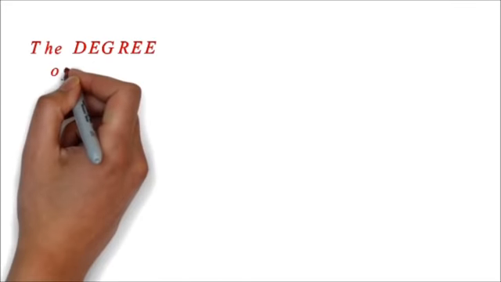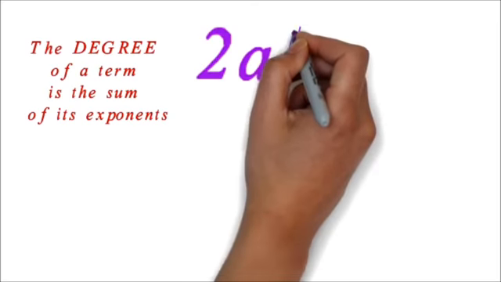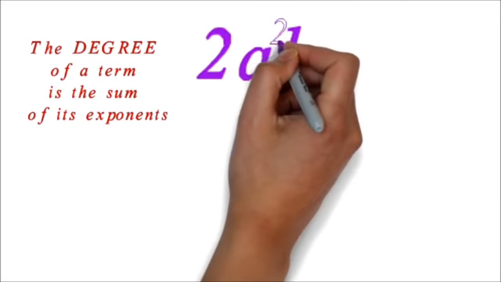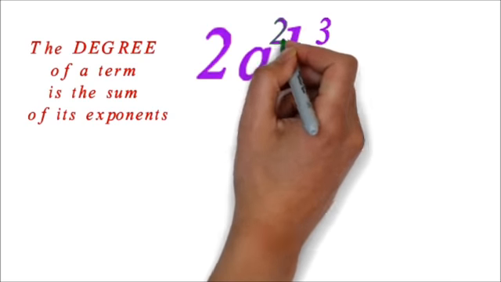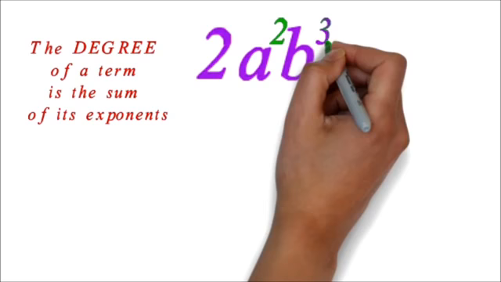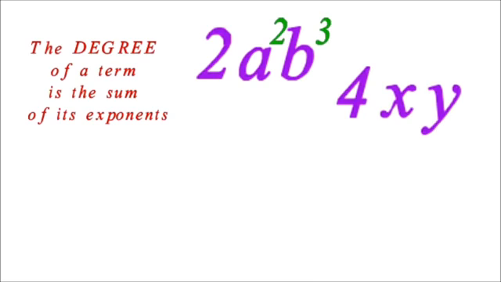The degree of a term is the sum of its exponents. Example, 2a squared b cubed has a degree of 5. We just added the exponent of the a, which is 2, and the exponent of the b, which is 3, to get 5.